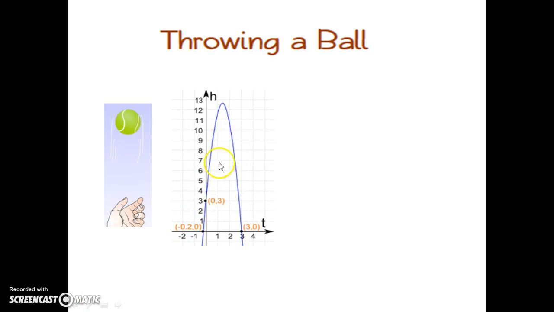Throwing a ball. Let's say someone is going to throw a tennis ball up into the air. They usually throw it from about 3 feet in height. So they throw the ball up and it eventually comes back down. This is usually a parabolic shape.